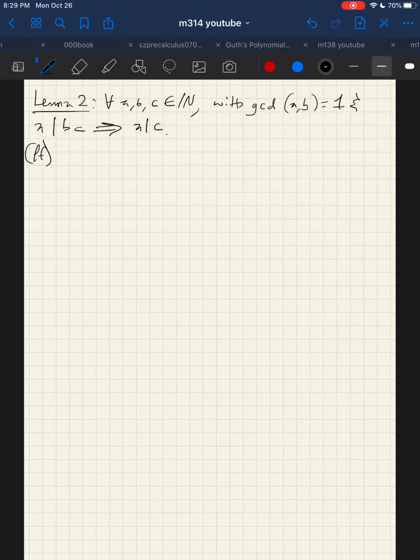Now it's a bit of a proof. What I'm going to do is go through a few different steps. This is not a super complicated proof, but it is slightly complicated. Since a divides bc, we know that there exists an integer k such that bc equals ak. All right, let's remember this.